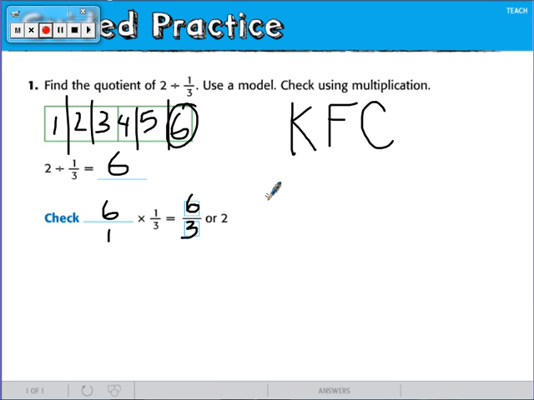So now pay attention. This is called an acronym, which means that each one of the letters stands for something. K is keep. Can I guess the next one? Since it's written on the whiteboard, sure. Flip. Oh, you're awesome. The next one is flip. And the last one is change.